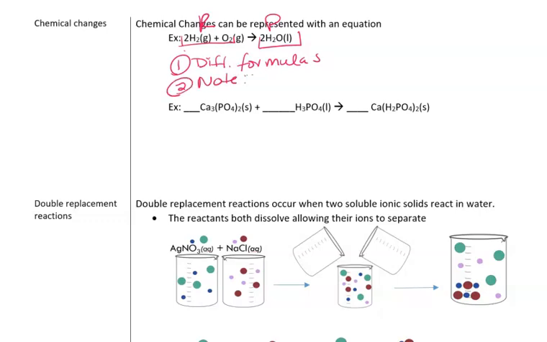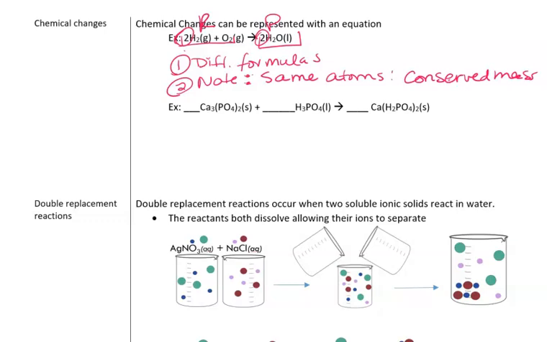But we want to note that we have the same atoms, that we have conserved the mass. And we do that by balancing the equation, remember, with the coefficients. So that's why we have these big coefficients out in front of some of the formulas. Let's look at the example down below and we will balance this equation together.